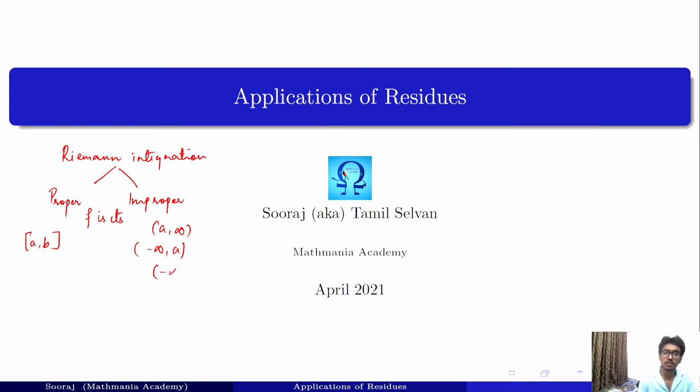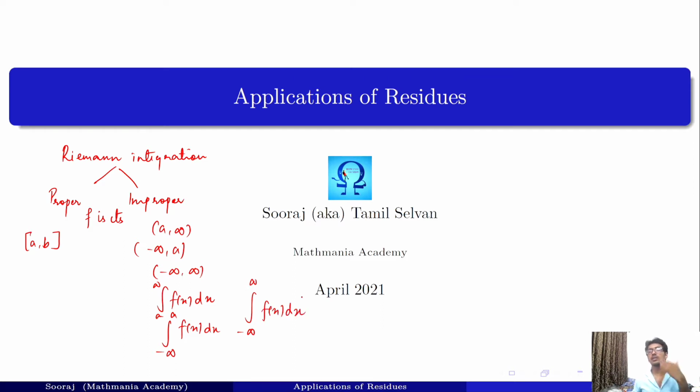Sometimes we may need to integrate over this interval as well. That means integral a to infinity f of x dx, or integral minus infinity to a f of x dx, or integral minus infinity to infinity f of x dx. Sometimes we'll have to examine these integrals as well. So these kinds of integrals we call improper Riemann integrals, and I think this basic ideology is enough to enter into the applications of residues.